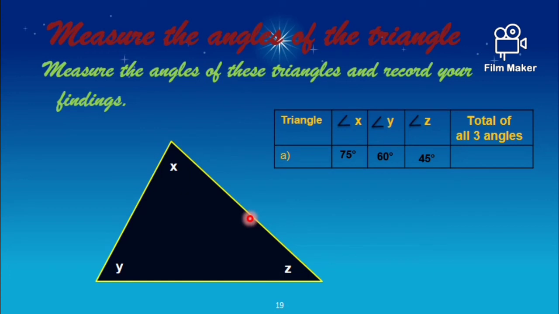As we discussed before, the sum of all the angles of a triangle is 180 degree. So when we add angle X, angle Y and angle Z, we will get 180 degree. So hence proof that the sum of all the angles of the triangle is 180 degree.